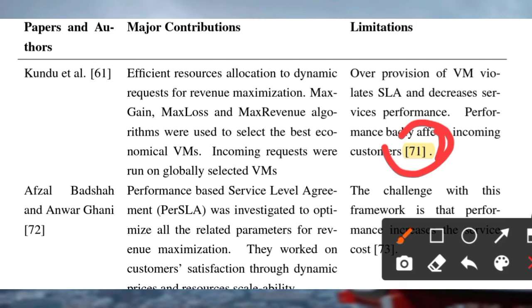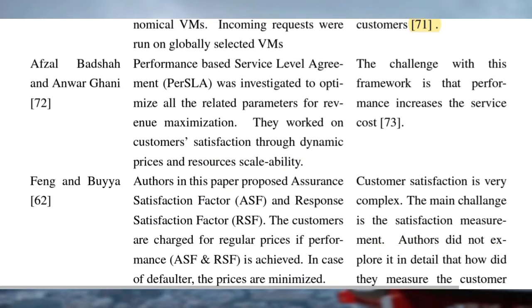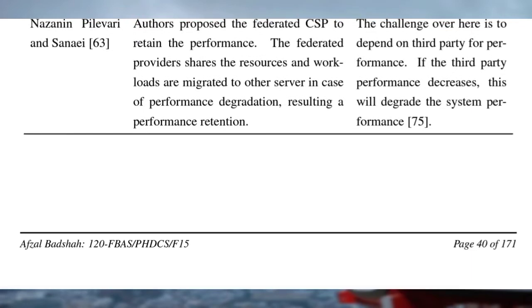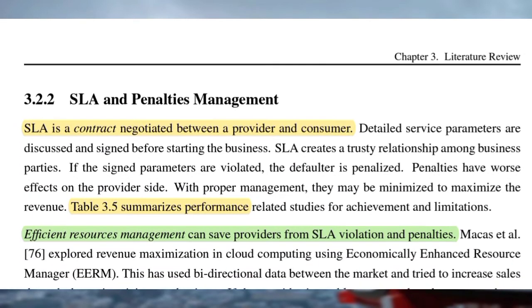Our provision of virtual machine violates SLA and decreases service performance. Performance management affects incoming customers. So how can you say this? You have to give some reference. You have to prove this. Whatever you do, you give some reference here to prove that you are writing something better.